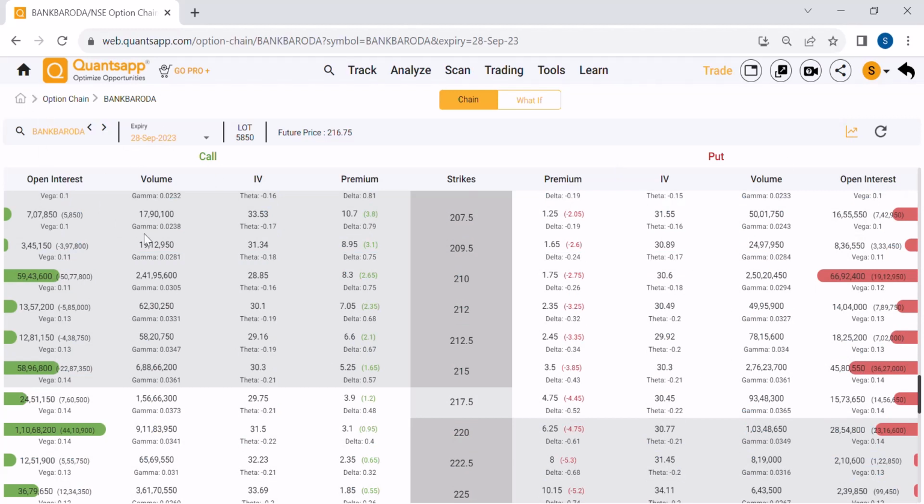Now, this was the first way. The other way of doing it would be, by the way, before coming to the other way, what would be my strategy when I am trading such types of trades?